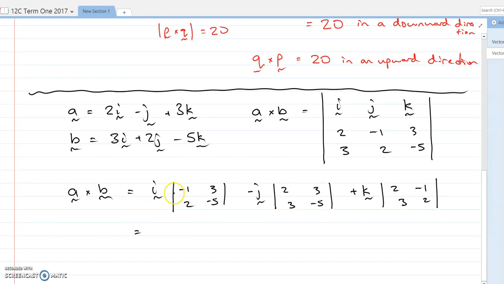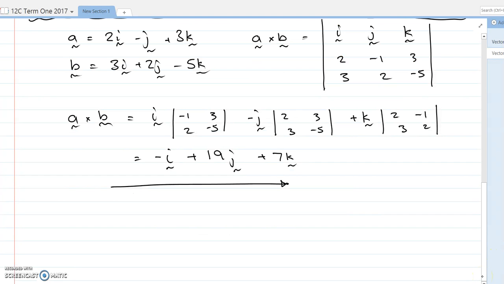In that first determinant, I've got minus 1 times minus 5, so that's plus 5, minus 3 times 2, so plus 5 minus 6 is minus 1. That means minus 1i, or just minus i. Next one: 2 times minus 5 is minus 10, minus 3 times 3 is minus 19, and it's minus 19 times minus j, so that makes it a plus. Plus 19j. Last one: 2 times 2 is 4, minus a negative 3 is 7, that's plus 7k. So that's it, done. That is my cross product.